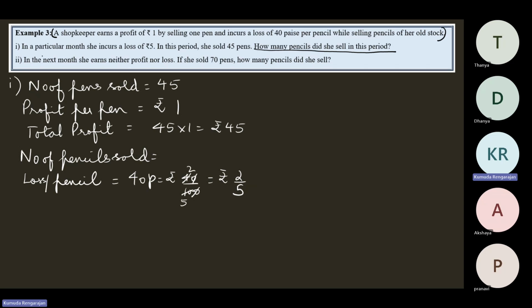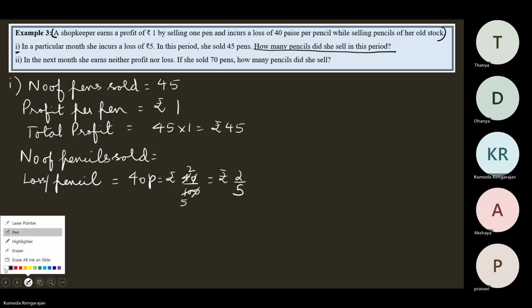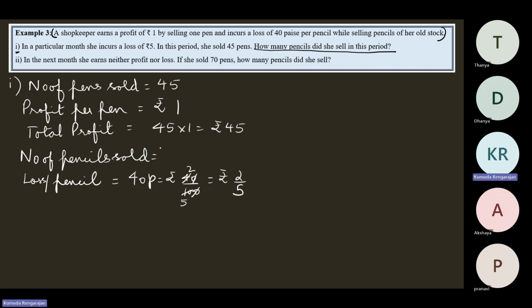And in the next part, read, in a particular month, she incurs a loss of ₹5. That's a total loss. In that month, she sold 45 pens. So how many pens she sold is given, 45 pens. But how many pencils has she sold? Is it given? No. So you should take X, Y, Z, A, B, C, D, any letter. So let the number of pencils sold be X because it's not given.